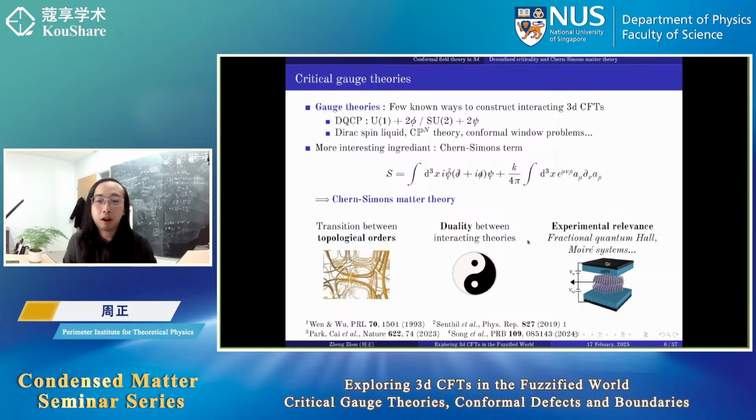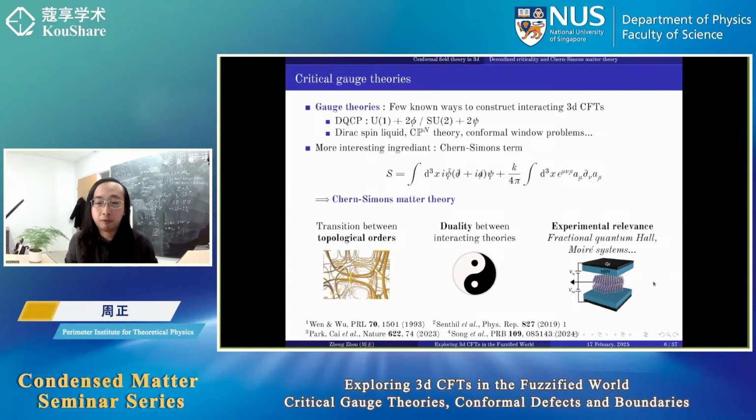Recently, people have also found that these theories are very experimentally relevant, and they describe transitions in fractional quantum Hall systems or Moiré systems like twisted bilayer graphene or twisted bilayer TMD. But these theories are very difficult to study.